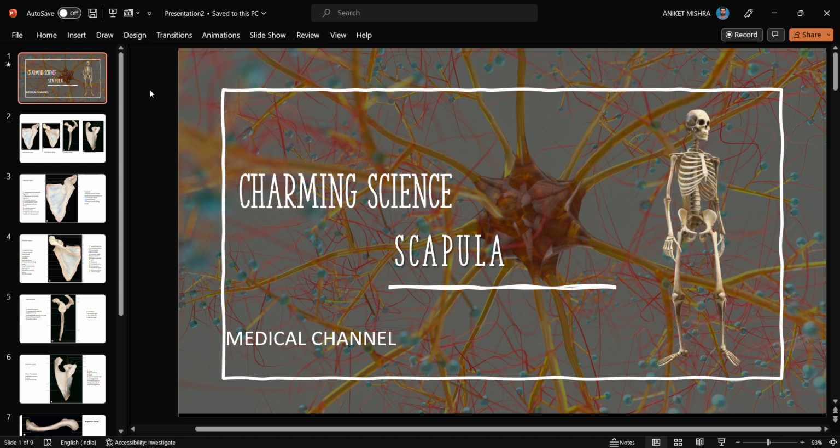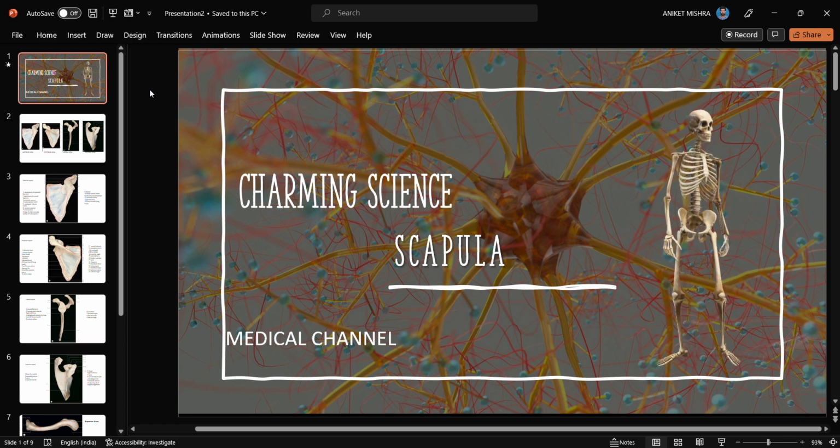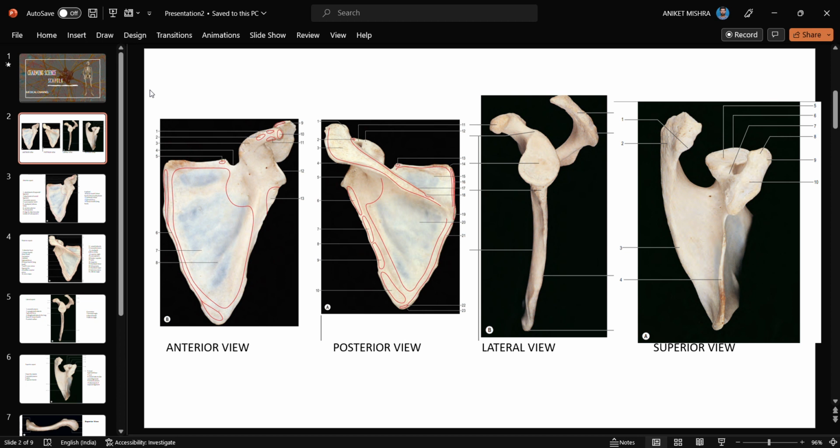Today we are going to discuss the scapula bone. According to its structure, the scapula is a large, flat, roughly triangular bone that is present in the upper part of the posterior lateral aspect of the thorax. If we look at the body, it has a thin triangular shape.